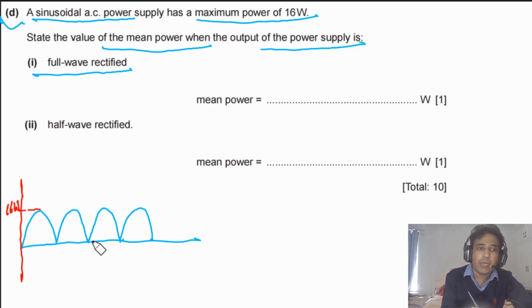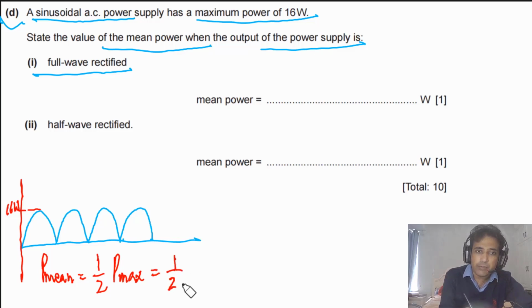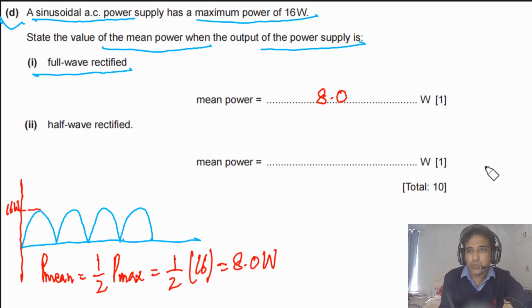So how about the mean power? The mean power of a full wave rectified signal, or the mean power of an AC power supply, has to be equal to half of the maximum value, 1/2 of P max. So we have 1/2 times 16, so we will get 8.0 watts. So this has to be 8.0 watts.